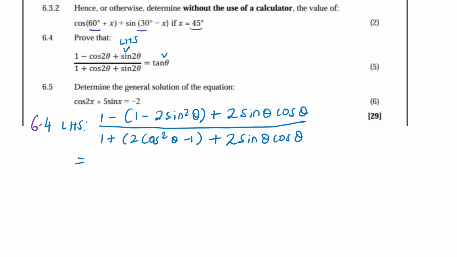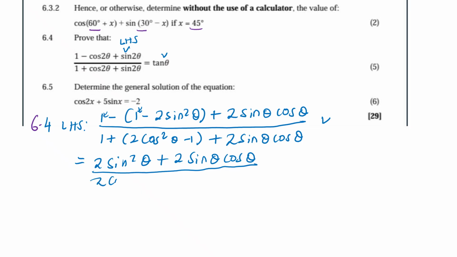Therefore, now if we simplify this, we'll be left with 2 sine squared theta plus 2 sine theta cos theta. So this one and this one, they will cancel, right? 1 minus 1 is 0. Therefore now we'll be left with 2 sine squared theta plus 2 sine theta cos theta. Therefore now we divide. The denominator will be left with 2 cos squared theta plus, right, 2 sine theta cos theta.